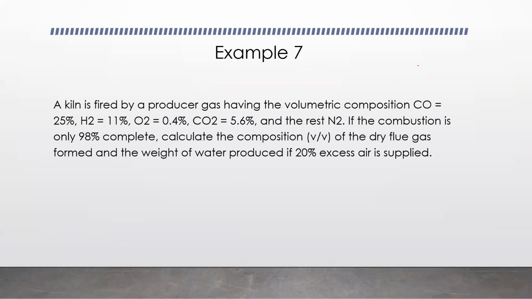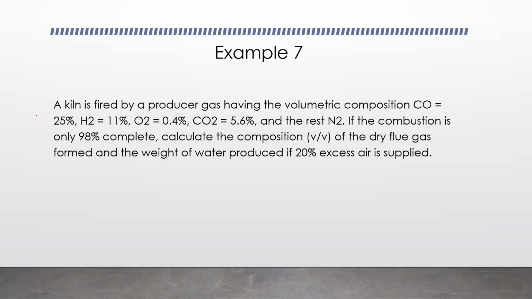A kiln is fired by a producer gas having the volumetric composition, in mole percent, carbon monoxide 25%, hydrogen, oxygen, and carbon dioxide as given, and the rest is nitrogen. The combustion is only 98%. Calculate the molar composition of the dry flue gas formed, and the weight of the water produced if 20% excess air is supplied. So go ahead, pause the video, and try to solve this problem yourself.